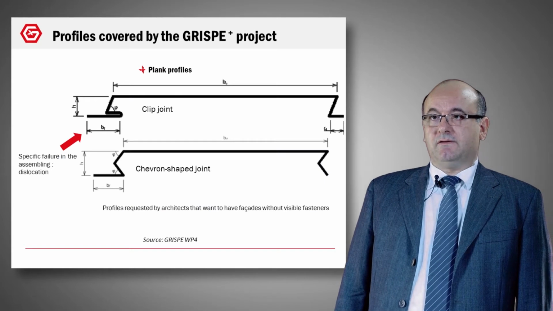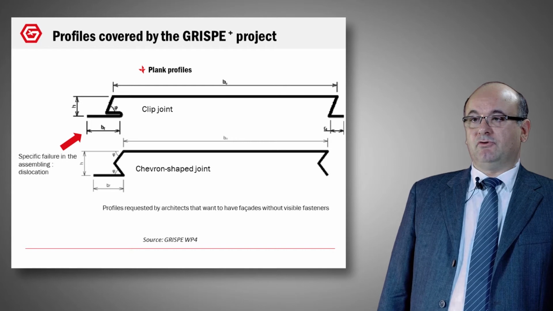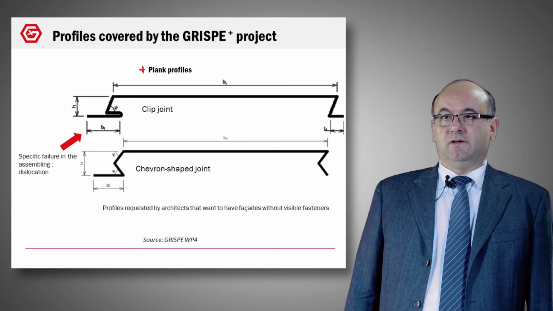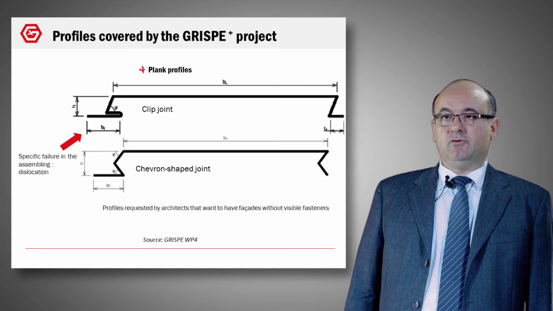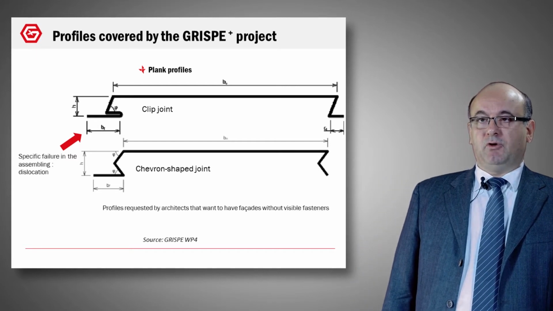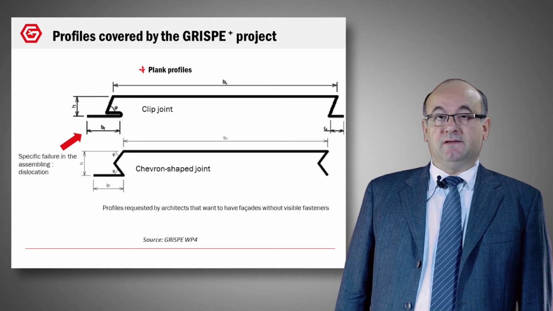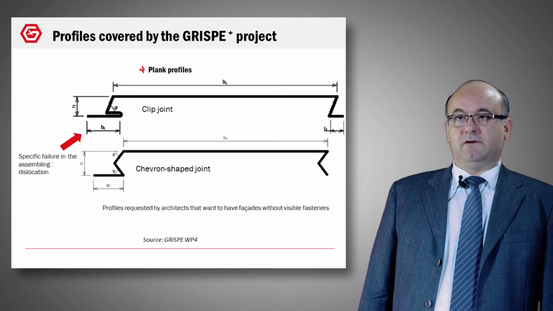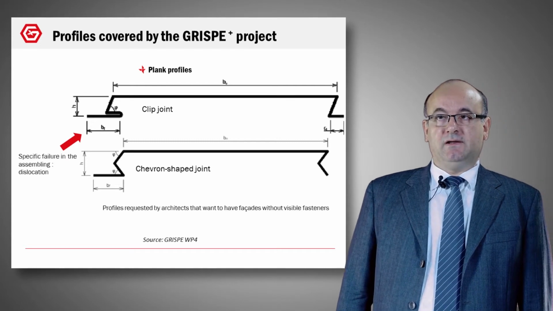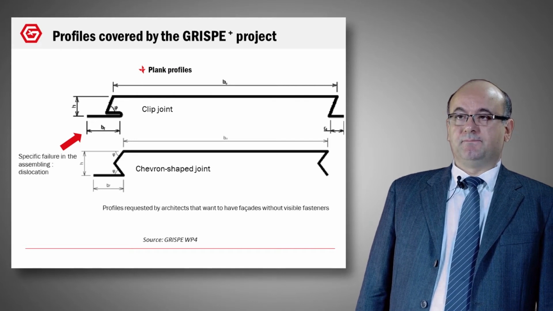The last concerns the plank profiles. These profiles are requested by architects who want to have a facade without visible fasteners. You can see here two types of joint, a clip joint and a chevron-shaped joint, that allow hiding the fastener. The problem is that when you do this, you have a specific value that is named dislocation that doesn't exist in the Eurocode. That is why a new method was proposed to calculate this assembly in the Eurocode, and to calculate also the plank profiles.